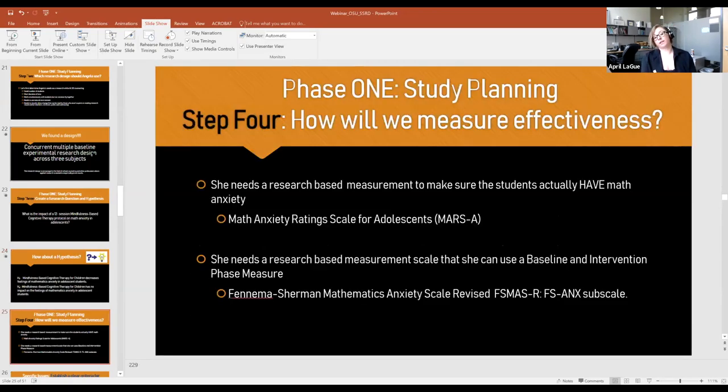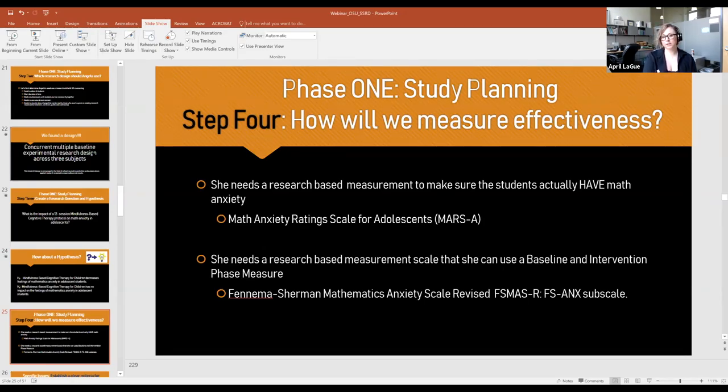So how are we going to measure effectiveness? Well, she wants to measure anxiety. Looking at the research design, she knows she's going to have to obviously gather participants that have anxiety. So again, she went back to the literature and found that there were some research-based valid instruments in measuring anxiety.